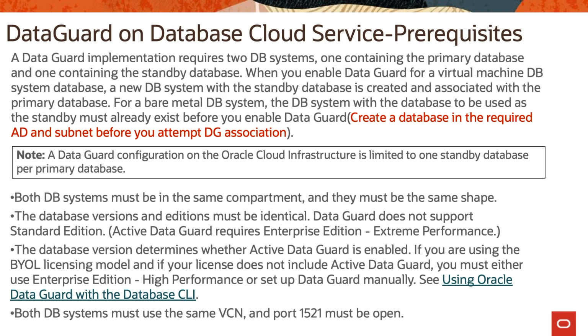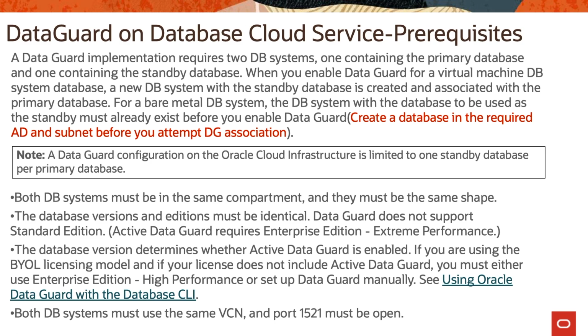If you are using the bring your own licensing model, and your license does not include Active DataGuard, you must either use Enterprise Edition High Performance or set up DataGuard manually. So that's in those cases where you are doing a bring your own licensing. And to see how to do these setups manually, you can always take a look at the link Using Oracle DataGuard with Database CLI.